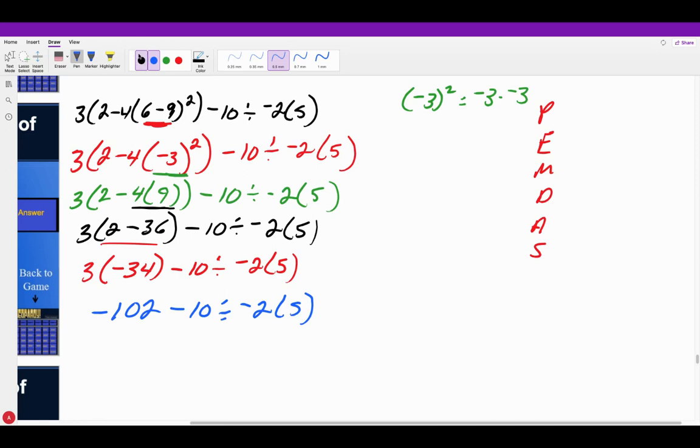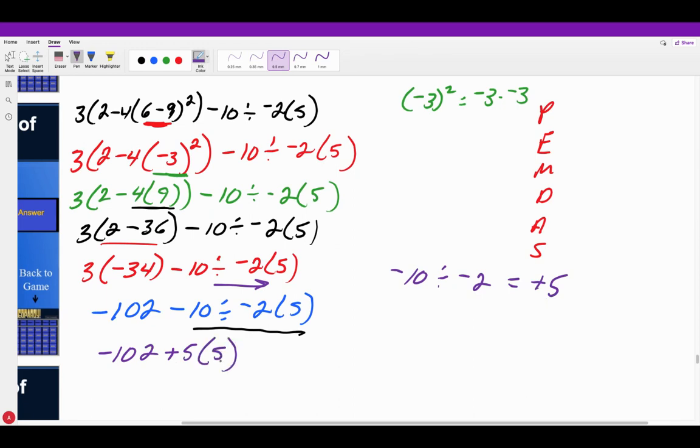A mistake that a lot of people make is they'll do negative 102 minus 10, but you can't do that first. Here we have division and multiplication. And remember, we need to do this in order from left to right. So the first thing I need to do is negative 10 divided by negative 2. And negative 10 divided by negative 2 gives me a positive 5. So it now becomes negative 102 plus 5 times 5.